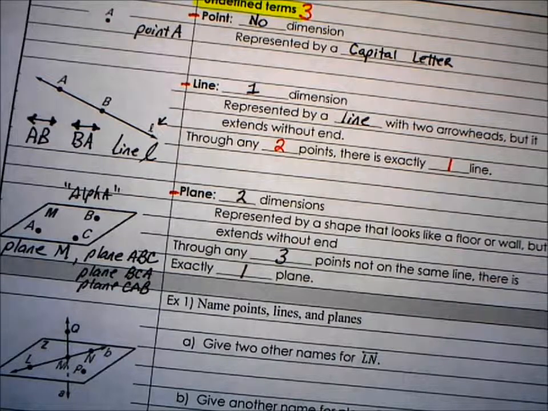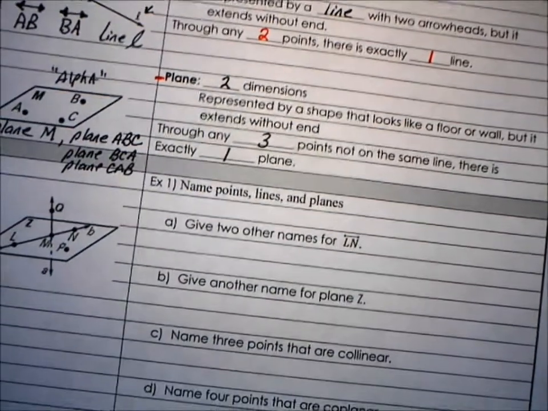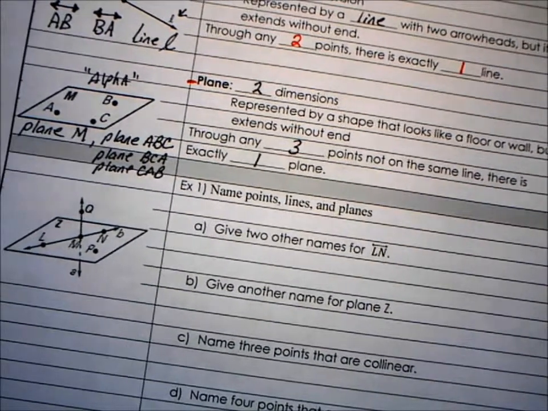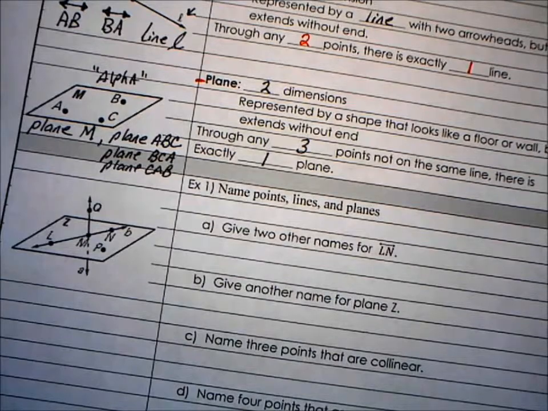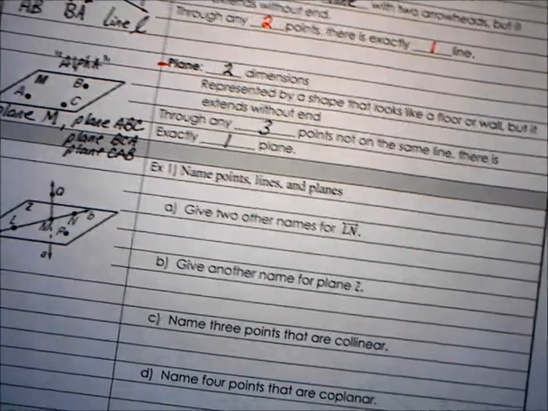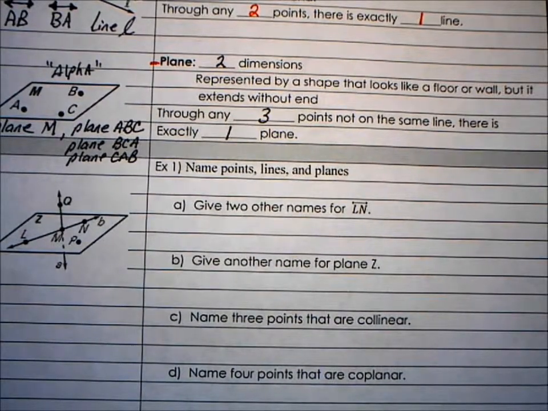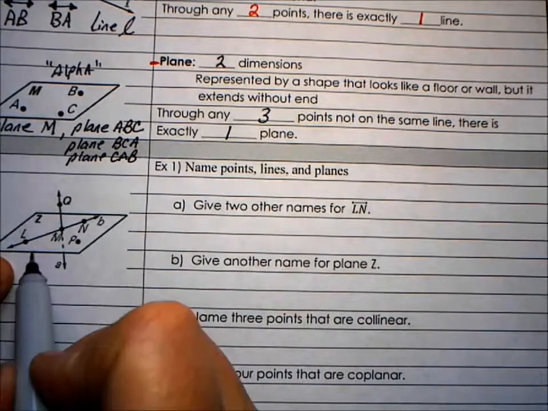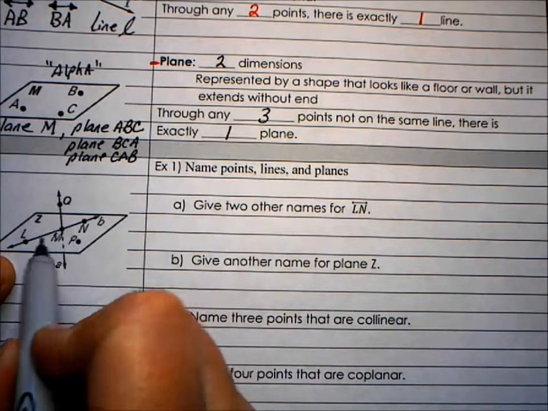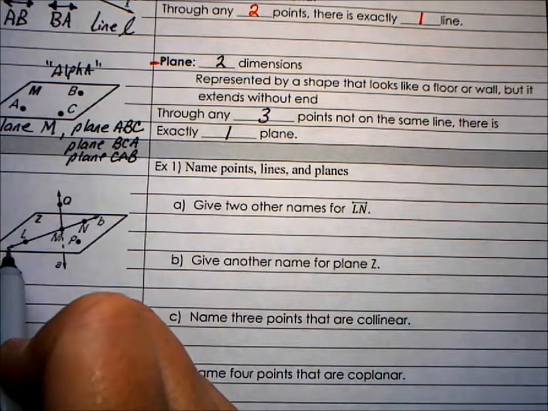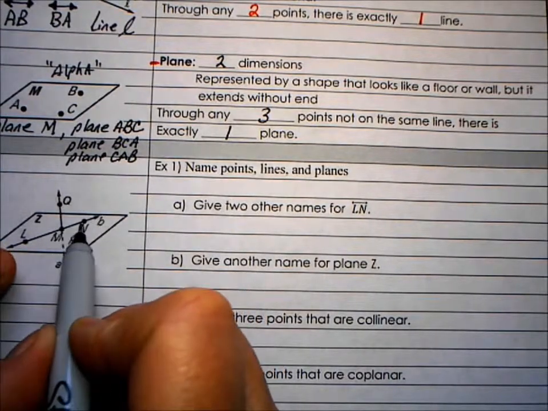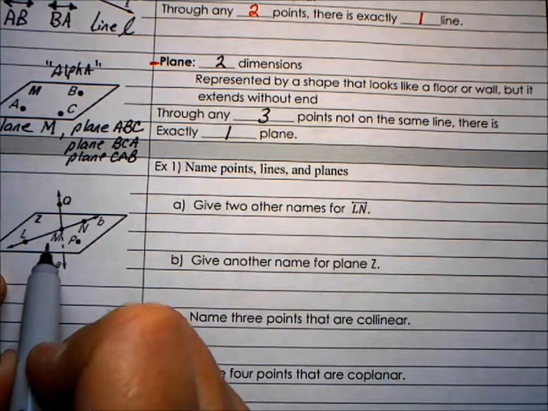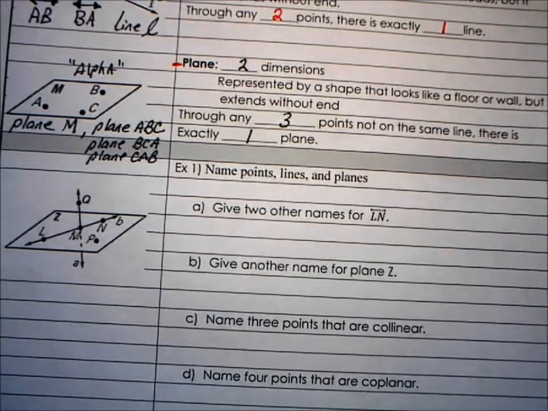It makes a smooth surface. Okay, for our example number 1, it wants us just to practice naming the points, the lines, and planes with the correct notation. On letter A, it says give 2 other names for line LN. Well, if I look here, LN is going through the plane. Notice it does not go past the edges, so that means that this line is contained inside of the plane.